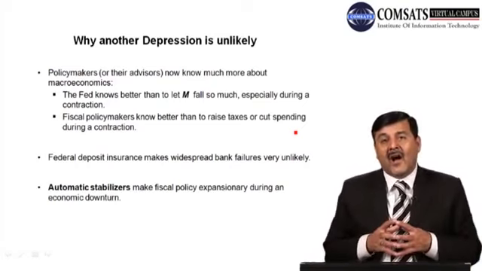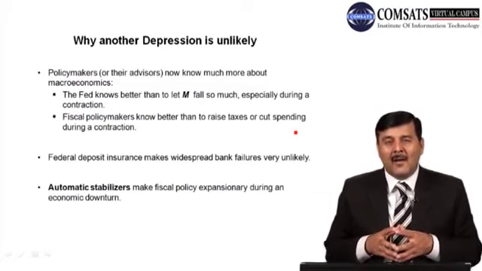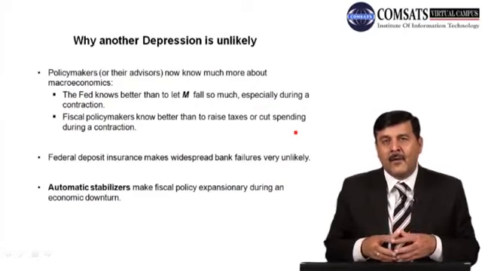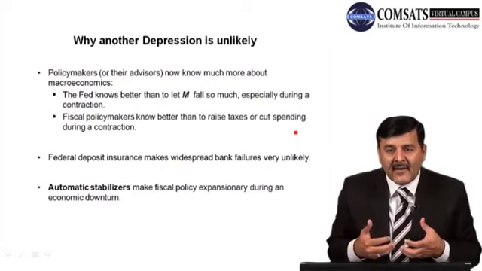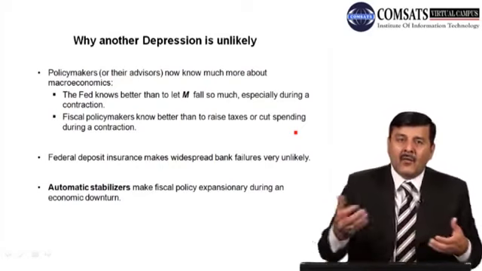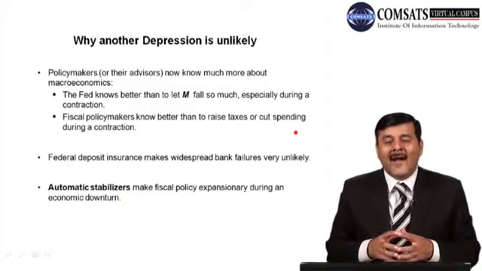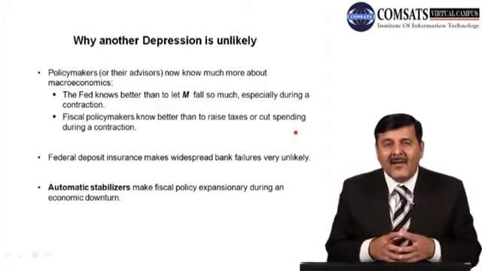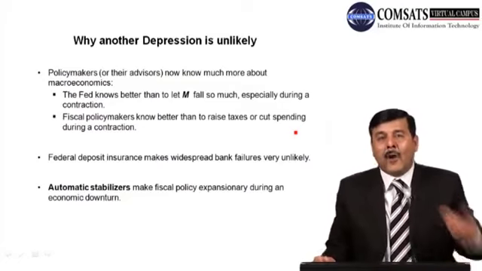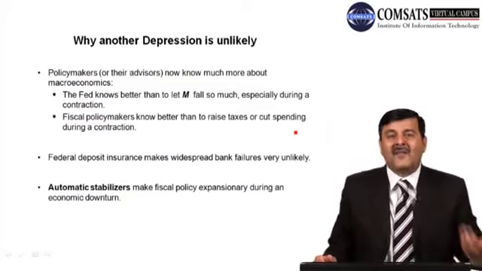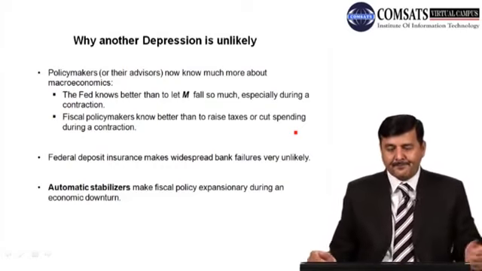Because of those automatic stabilizers, if the economy is unstable in the short run, those automatic stabilizers start working, काम करना शुरू कर देते हैं, right? And then the economy comes back to its equilibrium, right? So that's why we can say that a depression like 1929 is unlikely these days, because policymakers, both monetary and fiscal policymakers, are more clever. They know much better than before, right?